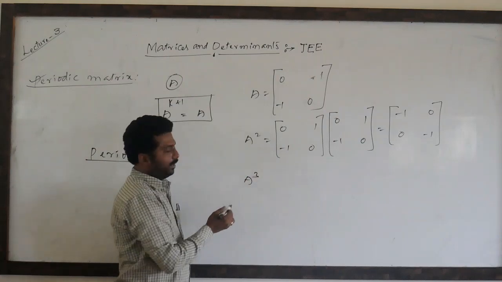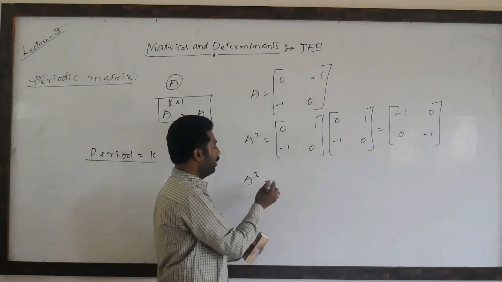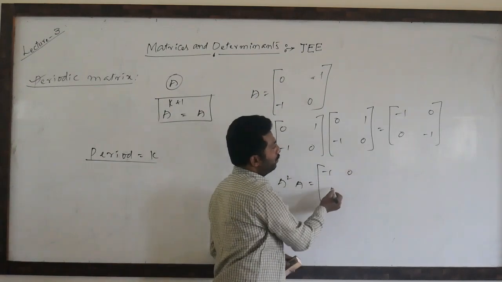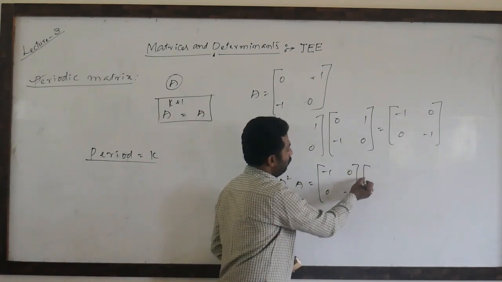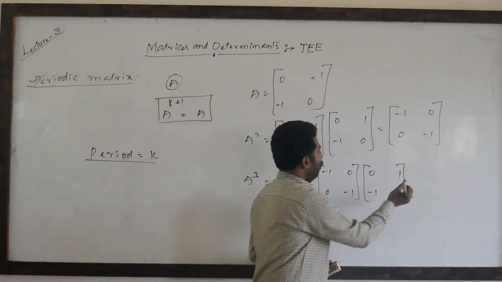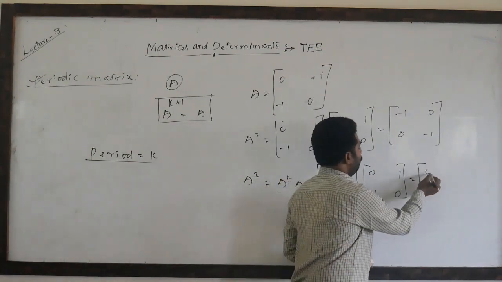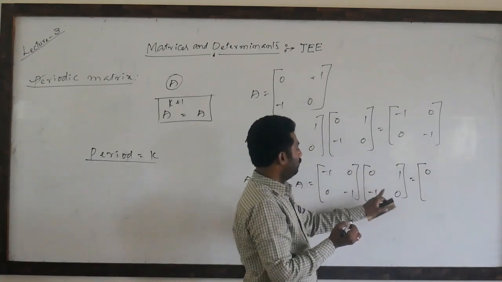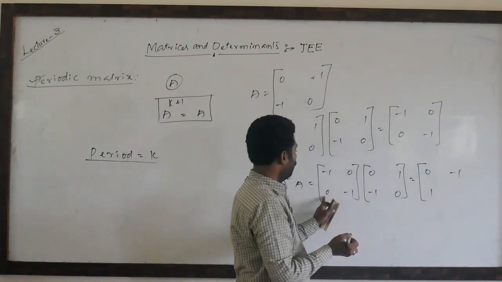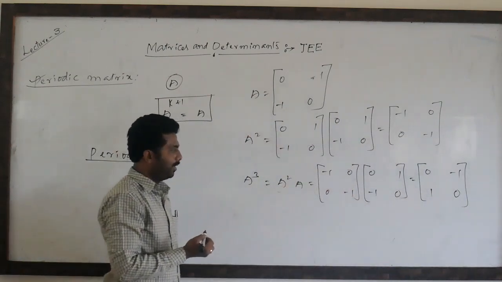Then A cube I will calculate. What is A cube? A into A square, or A square into A. So A square means minus 1 0, 0 minus 1, into A, 0 1 minus 1 0. Total how much is it? It is 0 minus 1, minus 1 0. So you observe whether it is A matrix. It is not A matrix.